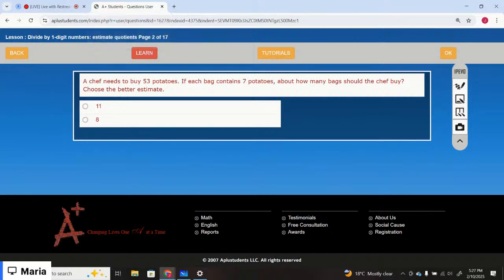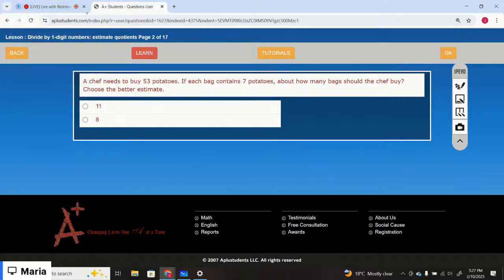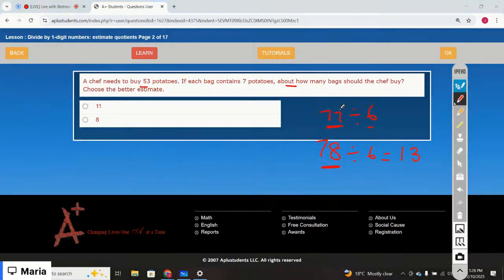A chef needs to buy 53 potatoes. If each bag contains 7 potatoes, about how many bags should the chef buy? Choose the better estimate. So you have 53 divided by 7. You need to find the estimated number that can be easily divided by 7. So which number is it?